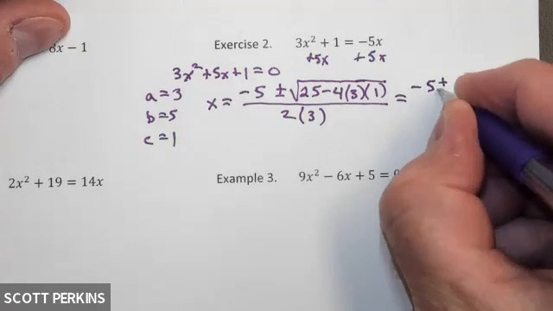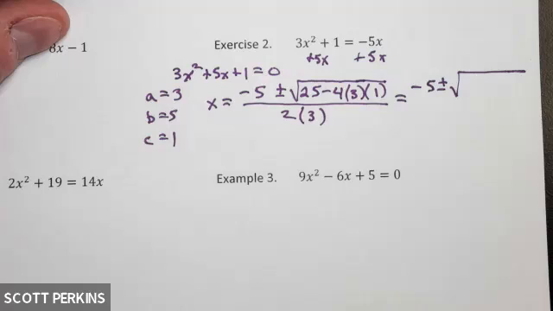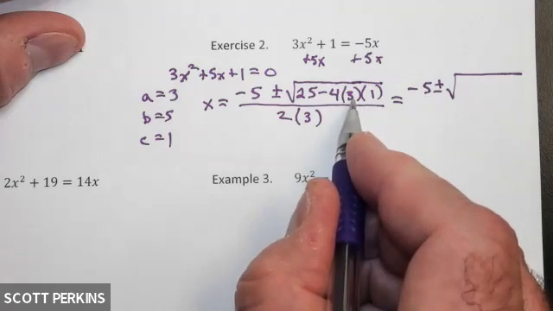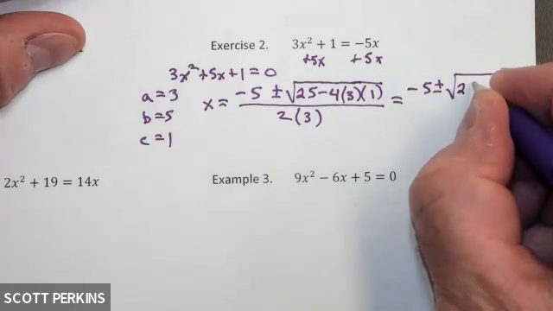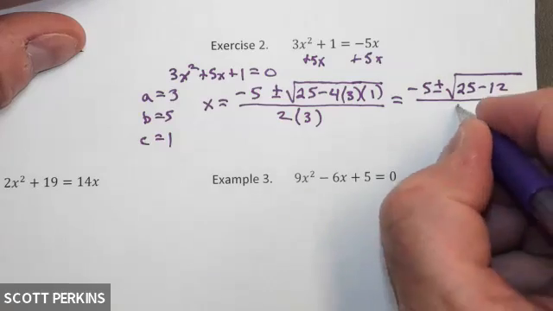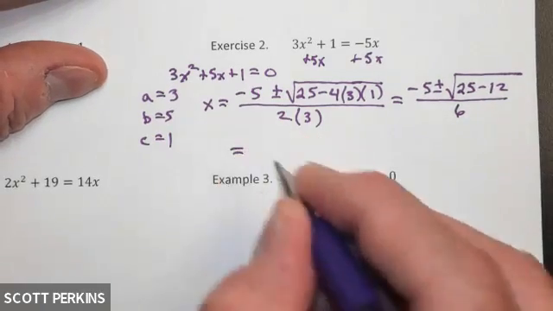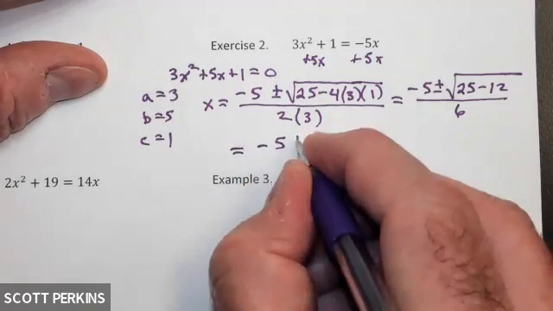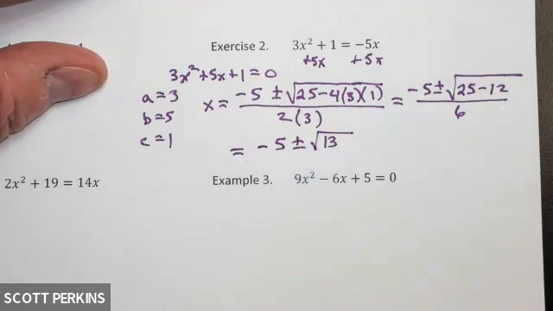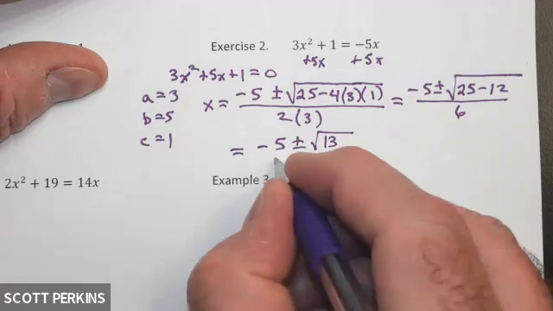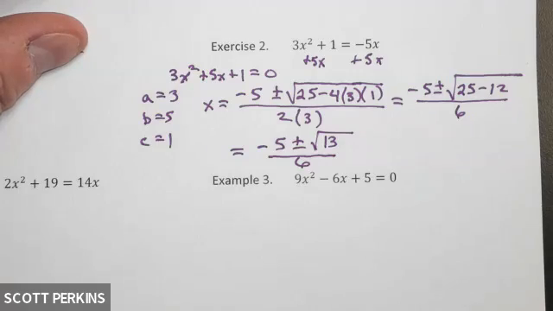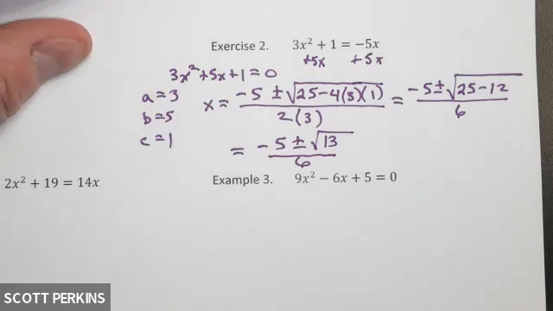So negative 5 plus or minus. Again, I'm writing out all the steps. You are welcome to consolidate as you're able. 1 times 3 is 3. 3 times negative 4 is negative 12. So 25 minus 12. In the denominator, 2 times 3 is 6. This one works out really nice because I've got negative 5 plus or minus the square root of 25 minus 12, which is 13. 13 is a prime number. There's no perfect square factor of that. So I'm done. When there's no radical to simplify, you're good to go.